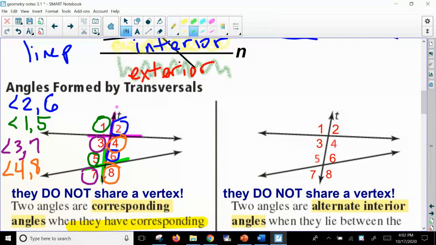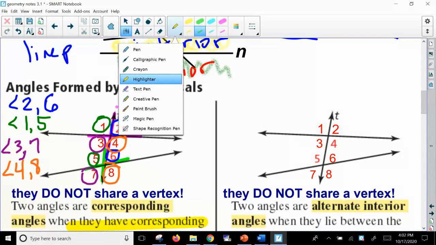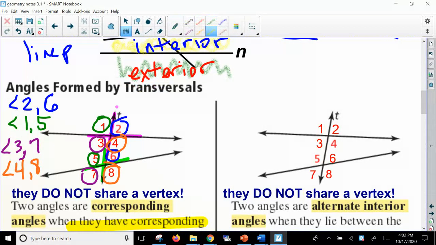All right, so let me use my crayon, yellow. So the yellow part is interior, okay? So when I said angle 2 and 6 are corresponding angles, notice that angle 6 is on the interior and angle 2 is on the exterior. See that? 1 and 5 are corresponding. 1 is exterior, 5 is interior. Same with the other 3, okay?